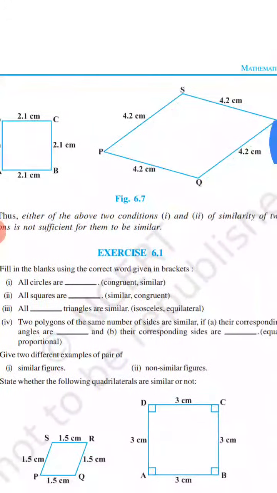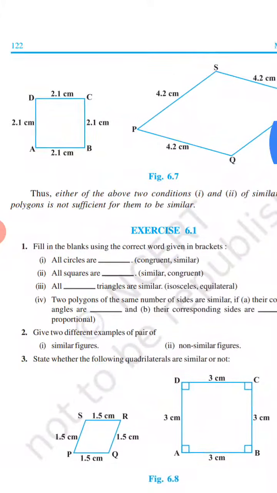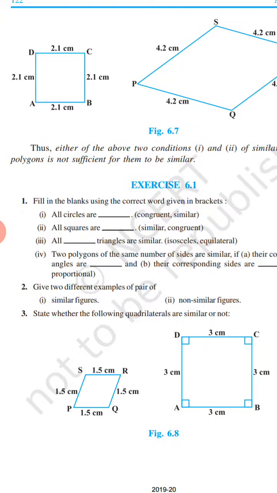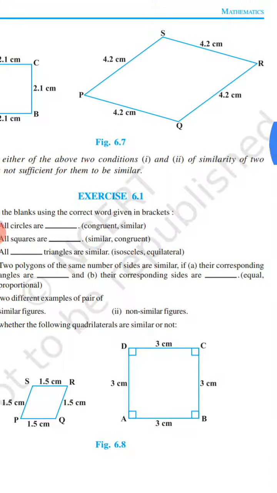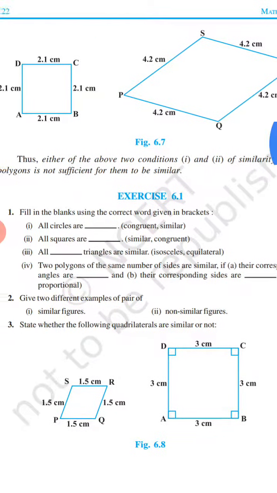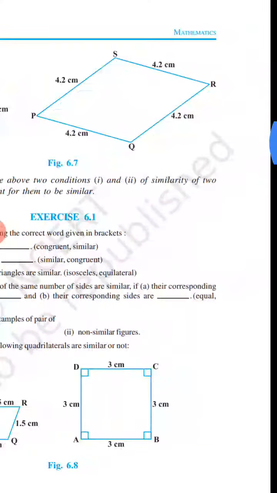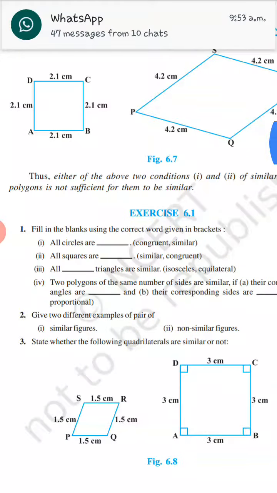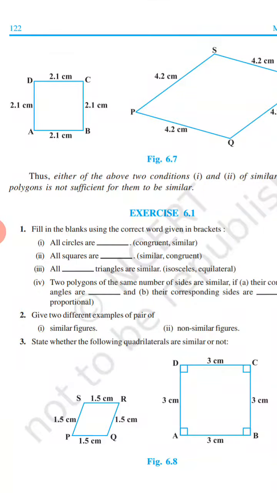Now exercise 6.1 is there. You have to answer it. All circles are similar, not congruent. All squares are similar. All equilateral triangles are similar. Two polygons of the same number of sides are similar if their corresponding angles are equal and their corresponding sides are proportional. Similarly, give two different examples of pairs of similar figures. You can name them, and non-similar figures also.